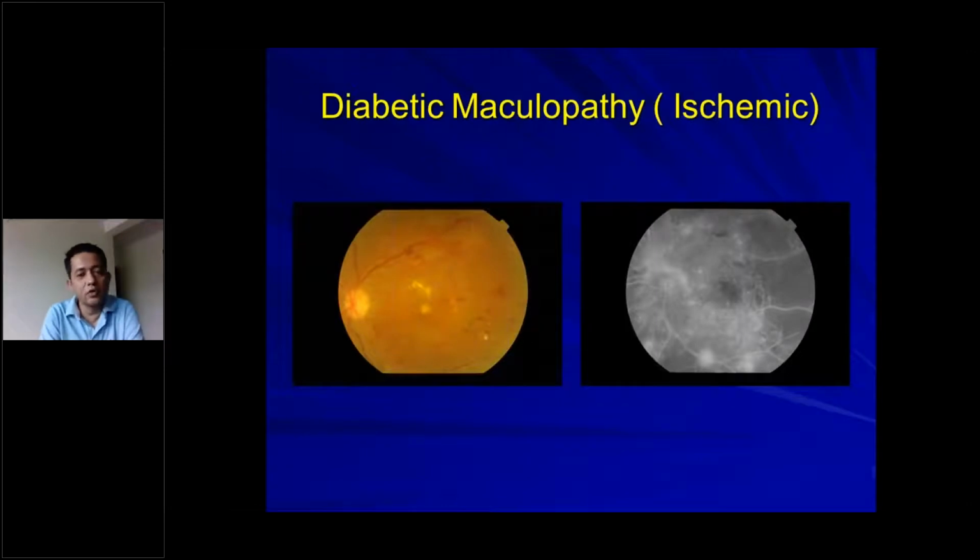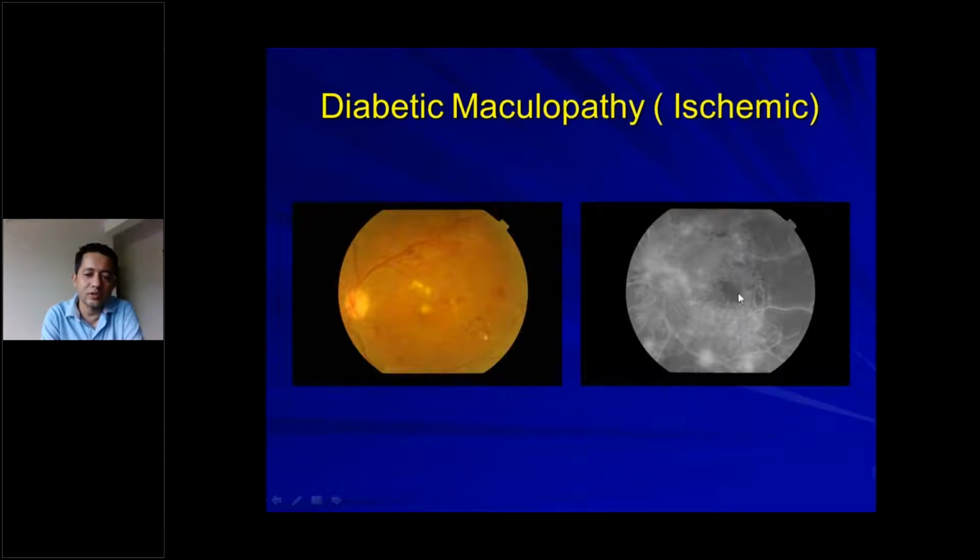Similarly, there are many indications for FFA in diabetics, and one important one is to see the condition of the macula. Many times you may encounter a patient where the fundus doesn't look that bad, but you do not know why the patient is losing vision. A patient like that obviously has some diabetic edema, but when you do an FFA, you know far more.